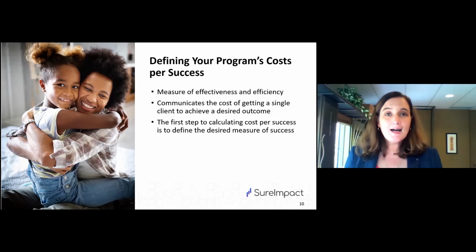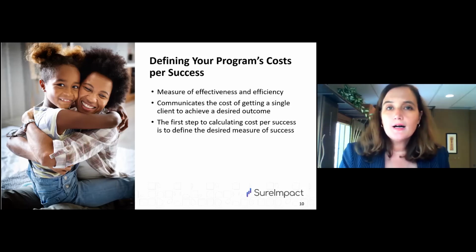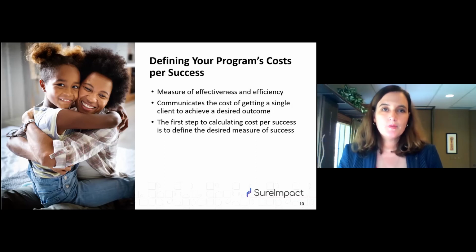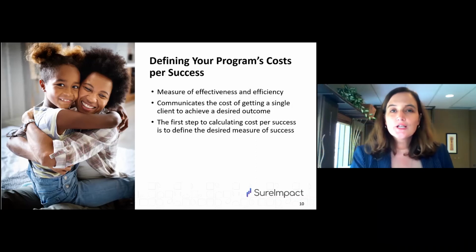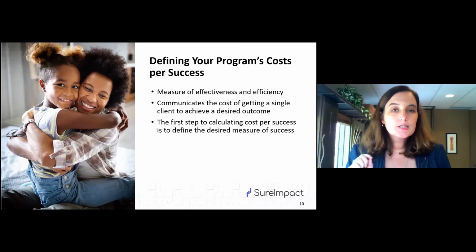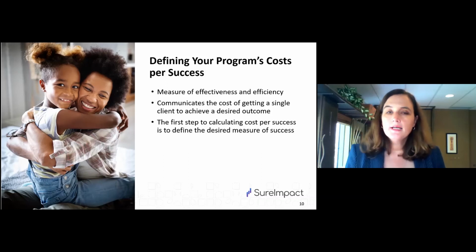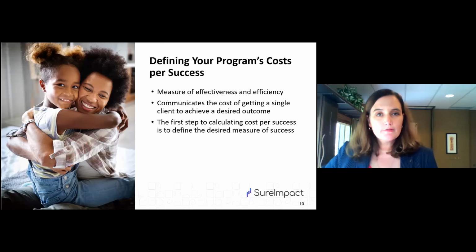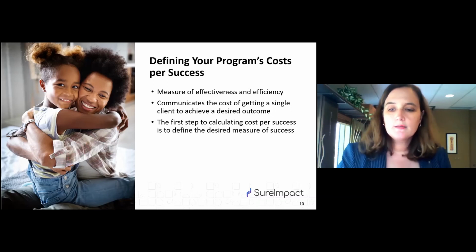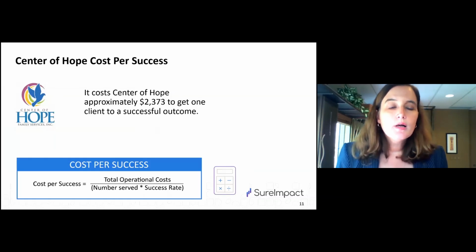Now again, write this down. Cost per success equals total program costs divided by number of successful clients. Resist the urge to put number of all clients served, because that's just cost per service. And it does not mean you made everyone better. So take those people out. They're really important. I'm not saying they're not important, but when we talk about cost per success, we have to take them out.